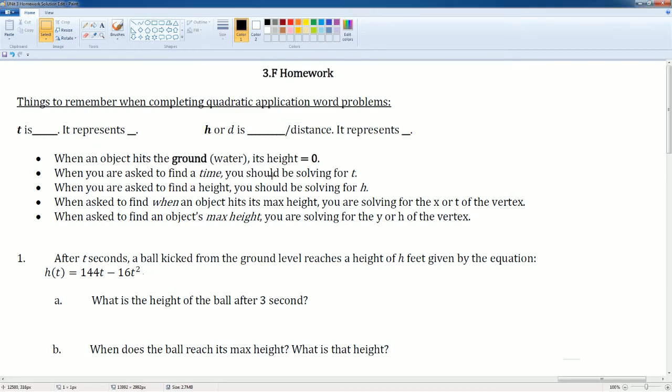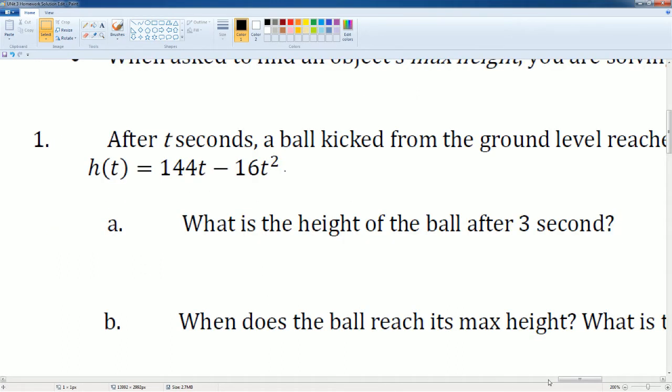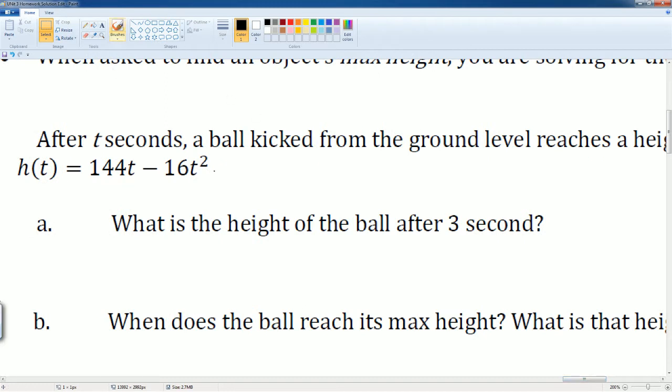This is covering 3F. Here I will be talking about number 1. Number 1 asks, after t seconds, a ball kicked from the ground reaches a height of h feet given by this equation. What is the height of the ball after 3 seconds? Well, to do that for 3 seconds, we know that t seconds is defined as when t is equal to 3. So let's just plug it in.